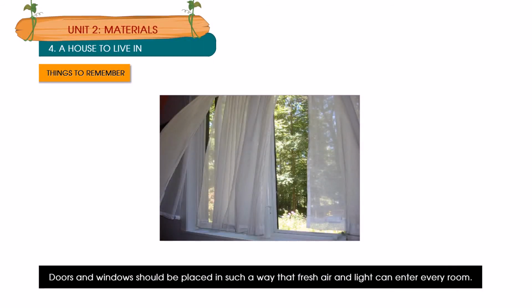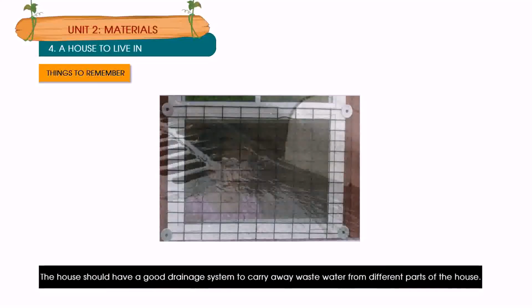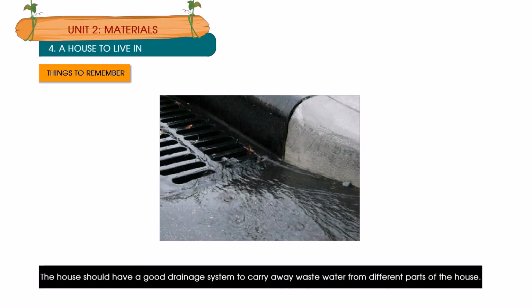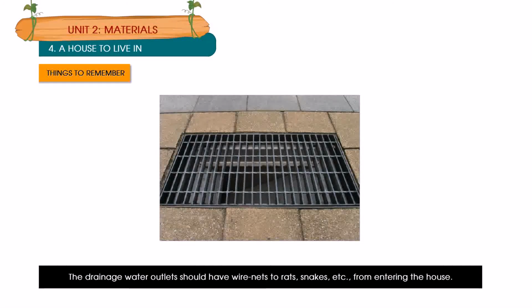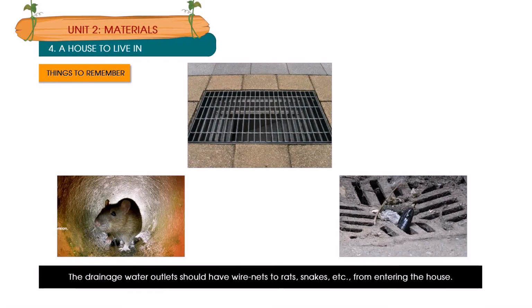Doors and windows should be placed in such a way that fresh air and light can enter every room. We should put windows with wire gauze to keep away mosquitoes and flies. The house should have a good drainage system to carry away wastewater from different parts of the house. The drainage water outlets should have wire net to keep rats, snakes, etc. from entering the house.